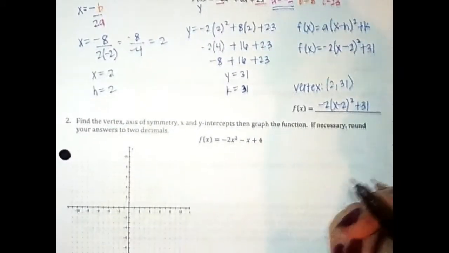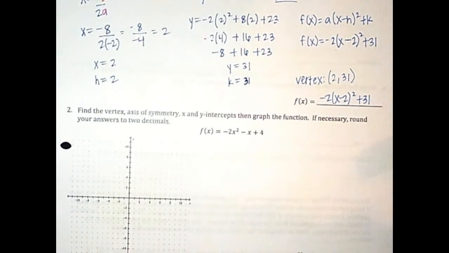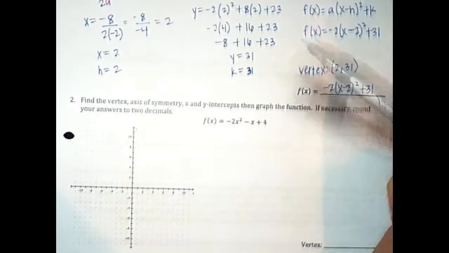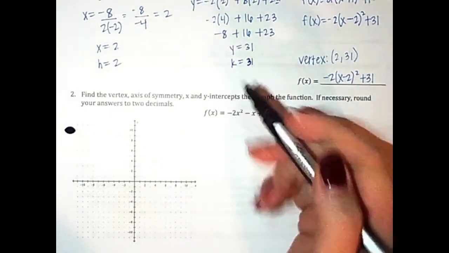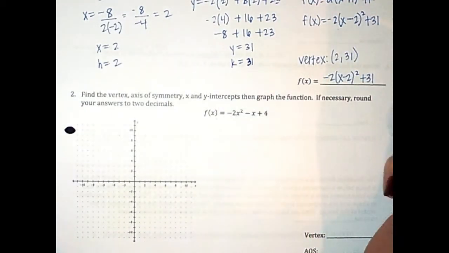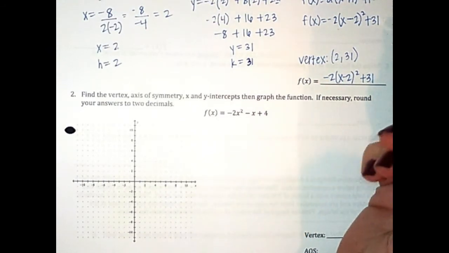I changed my pen color because my blue was driving me crazy. So number 2, very similar to number 1. So find the vertex, axis of symmetry, x and y intercepts, then graph the function. If necessary, round your answers to 2 decimals.